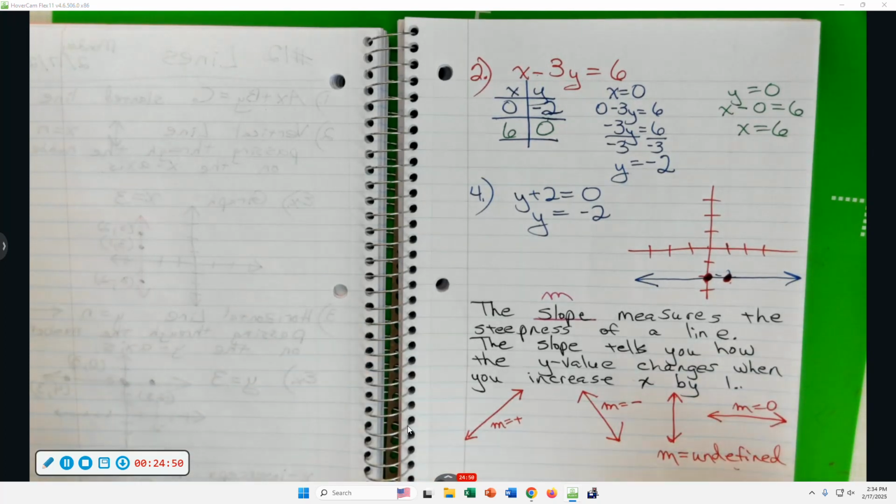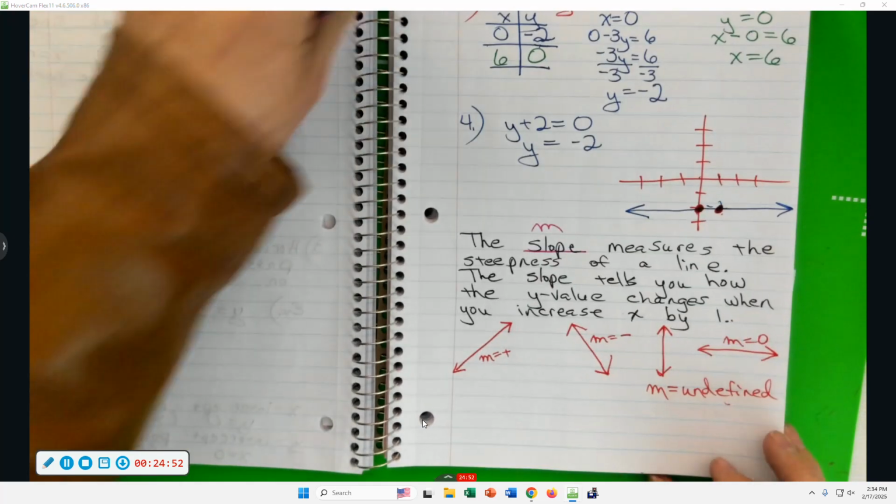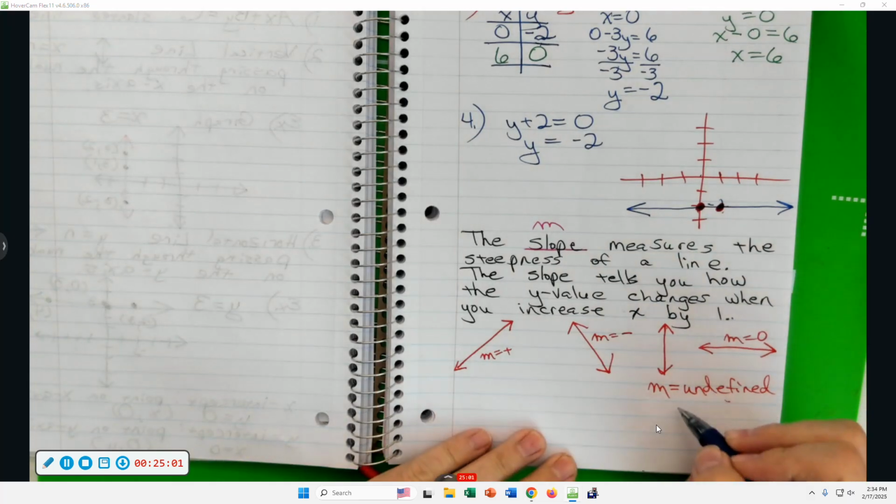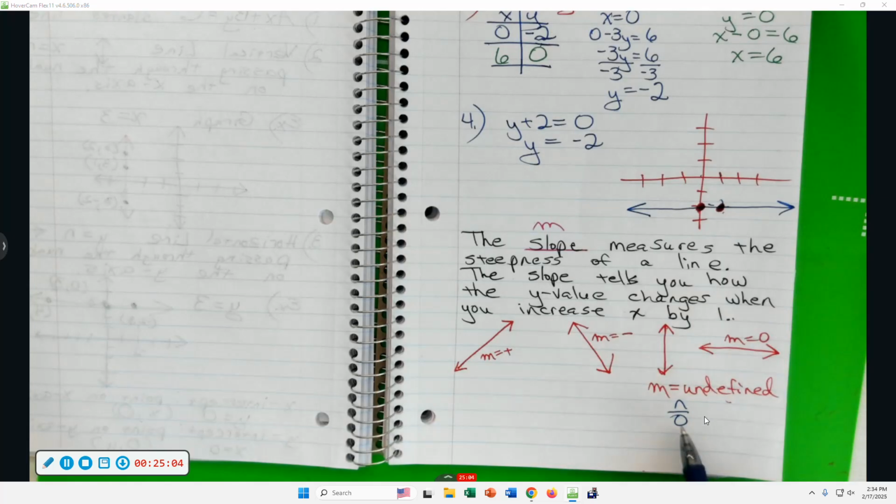We've seen that word undefined. We've talked about it in terms of fractions. When is a fraction undefined? Zero on the bottom, that's right. A number over 0. That'll be important, okay?